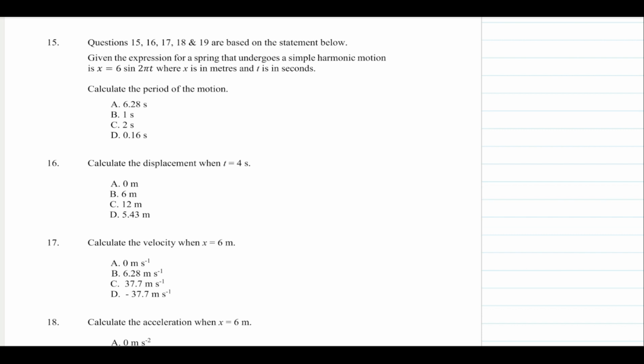So, this question based on chapter 9. Okay, simple harmonic motion. So, we are given the expression for the spring that undergoes simple harmonic motion. X equal to 6 sine 2 pi t. So, general equation, X is equal to A sine omega t. So daripada equation yang kita ada, soalan bagi kita comparekan. Okay. So daripada sini saya nampak omega 2 pi, amplitude is 6. And then soalan minta kita calculate the period of the motion. Okay, which is T.